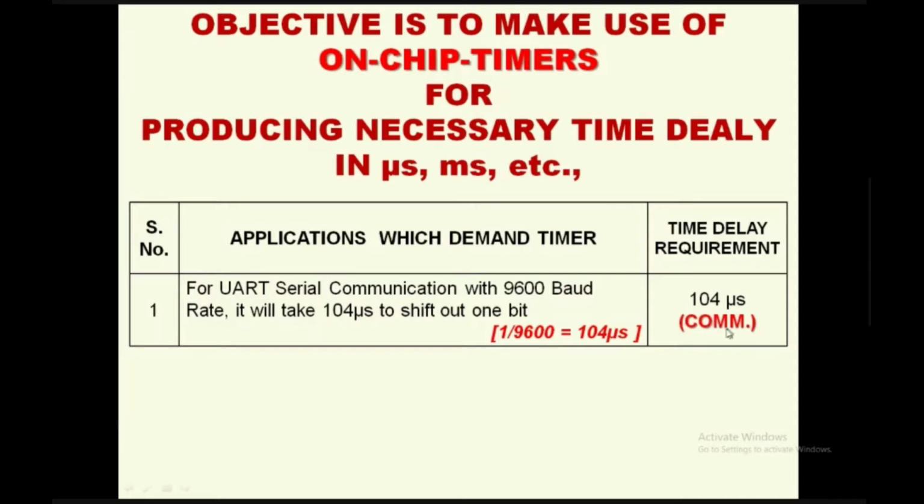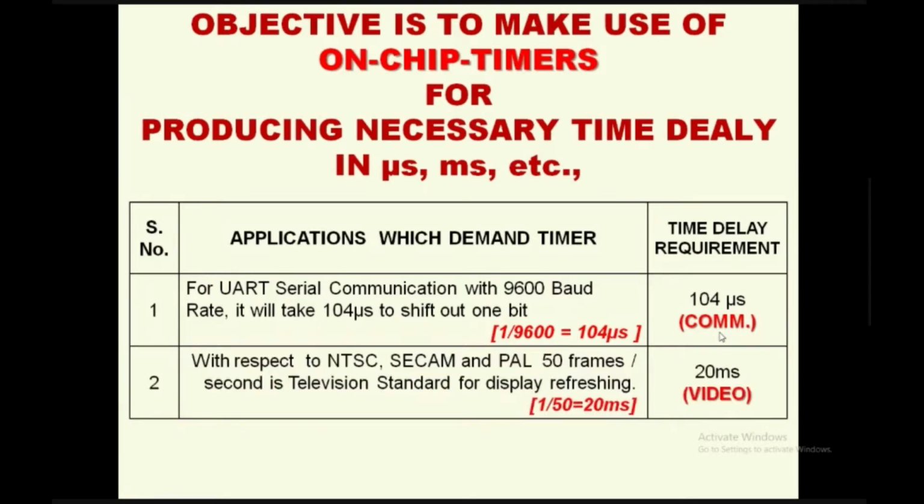So the last column, if you see, for communication with 9600 baud rate, 104 microseconds is notified by timers. That is the message that we get from this first example, which justifies the need of a timer.